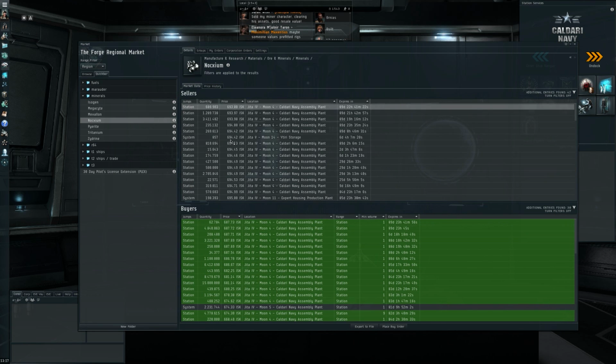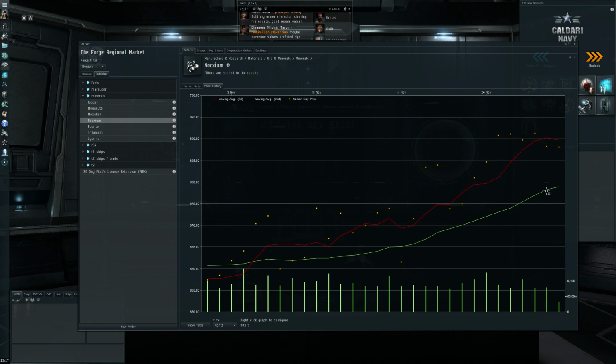But yeah, there's not actually enough demand to really push the price above 690. So I think that this will start to stall a little bit and just move sideways over the next few days if I take a look at supply and demand here. So yeah, again a sideways movement for Noxium.